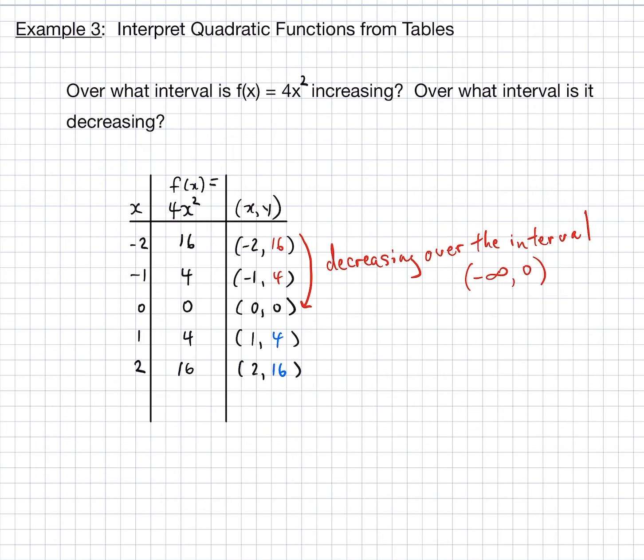We put parentheses around here. And then continuing on, we see that going from 0 to 4 to 16, we see that it's increasing. Okay, so over this interval, it is increasing. So we would say that this is increasing over the interval 0 to infinity. Okay. All right, moving on to the next example.